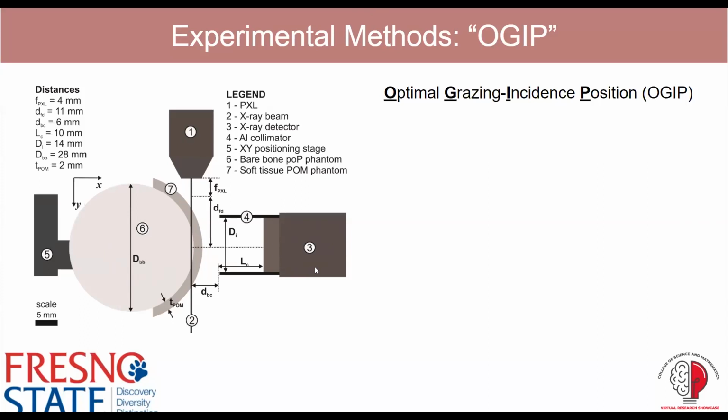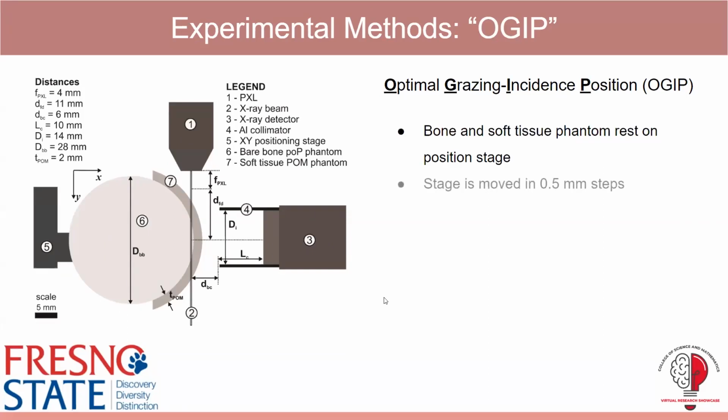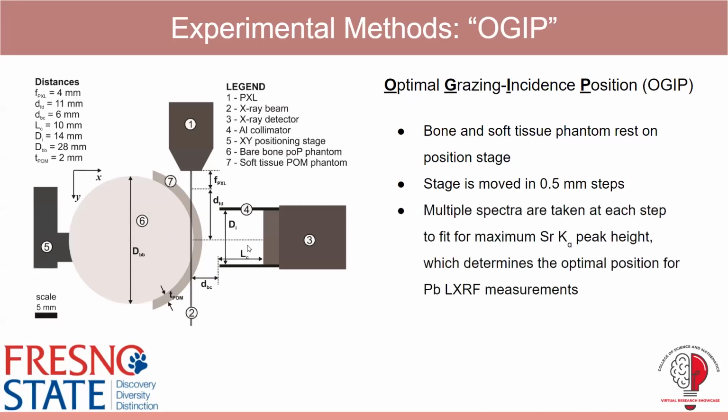We call this the optimal grazing incidence position because we actually move this bone phantom and its soft tissue on a stage across the beam in 0.5 millimeter steps until the spectra we take shows a maximum for the strontium K alpha peak height. We use strontium because it coincidentally is in high concentrations in our bone samples, and this can help us determine where we should best position everything to then take our lead LXRF measurements.